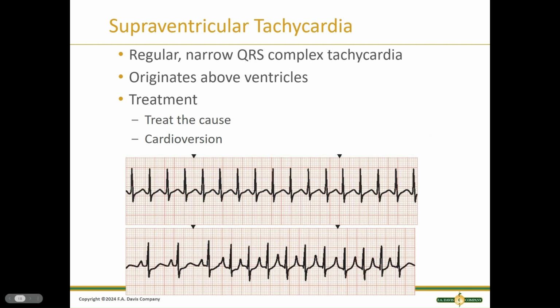The next one we're going to talk about is supraventricular tachycardia. So supraventricular tachycardia, when you're looking at this, it is a fast, regular tachycardia with narrow QRSs in that complex. It usually originates above the ventricle. Treatment is typically due to treating the cause. Some of the reasons why we see people that go into SVT is due to stimulant use, infections, hyperthyroid, or heart disease.